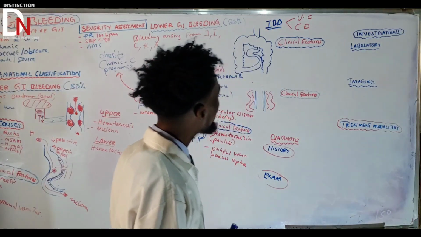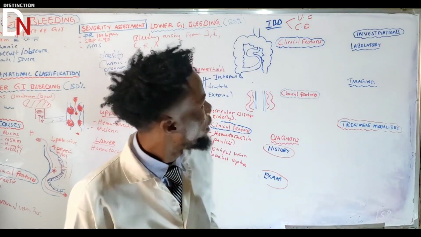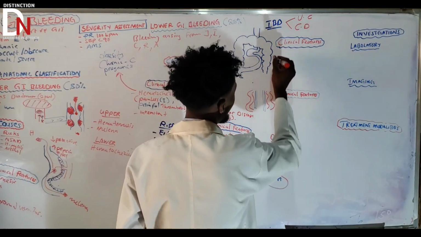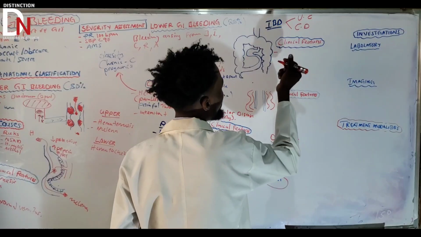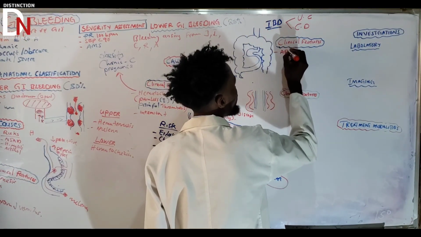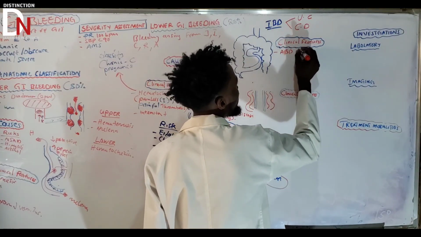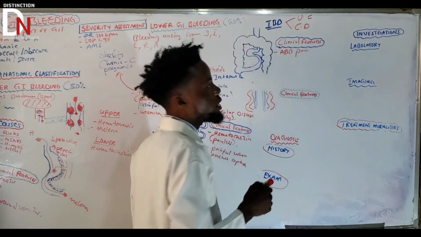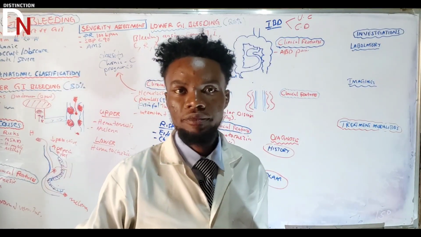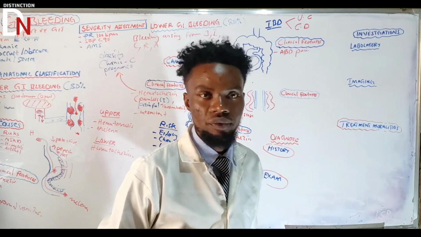Now since we know the major categories of IBD, what are the clinical features? These ones are very, very important. The first one is abdominal pain, because those are ulcers. Someone is going to be feeling abdominal pain or lower abdominal tenderness.